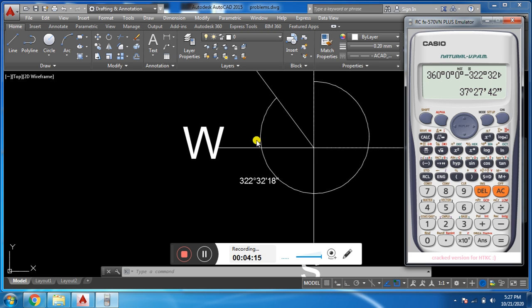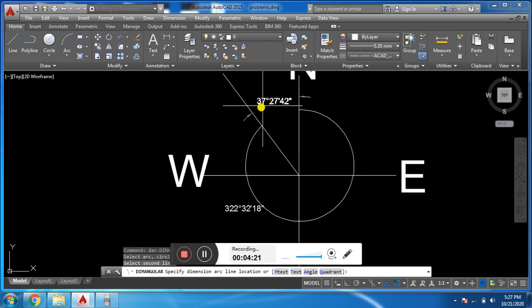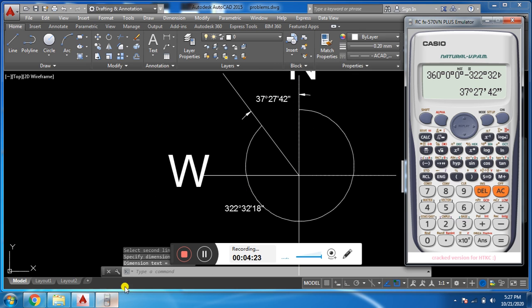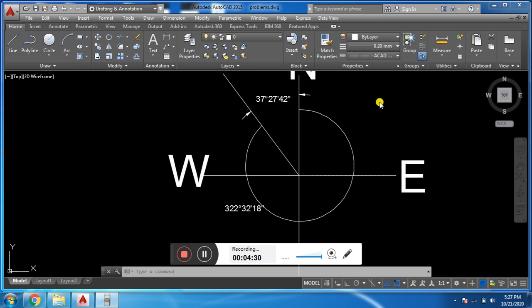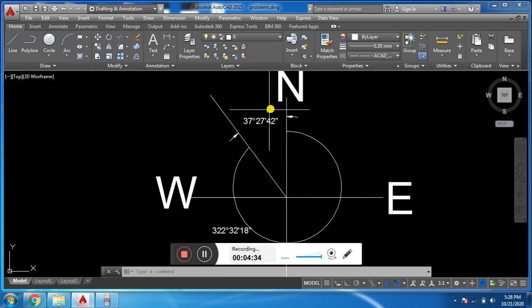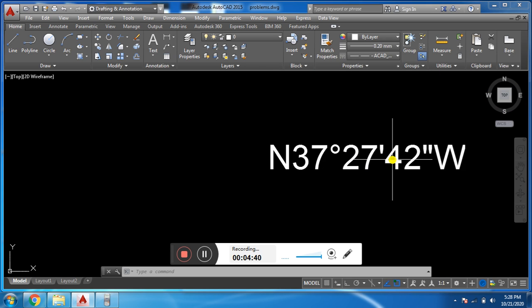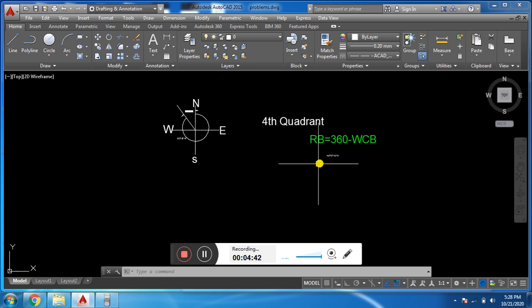We will find this in AutoCAD. Similarly, enter. The result is the same in AutoCAD as well as from the formula we calculated by calculator. We can write the reduced bearing in the fourth quadrant like this: north bearing west. I hope you have understood it.